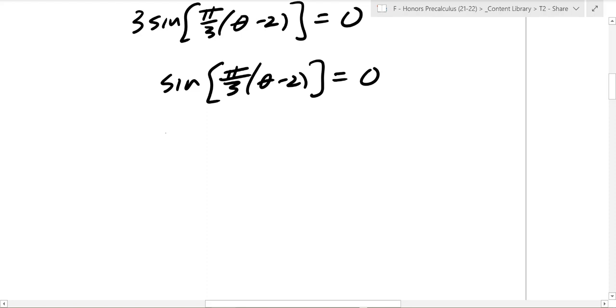So the first thing we know is that pi over 3 times theta minus 2 has to equal 0 because the sine of 0 is 0.